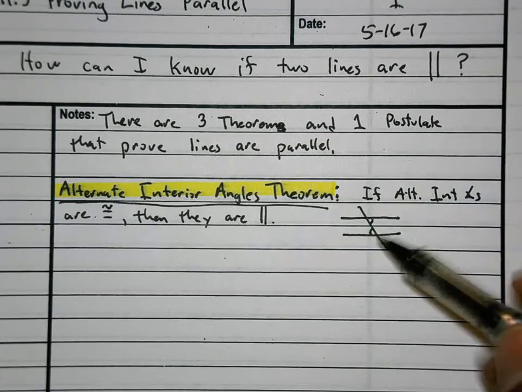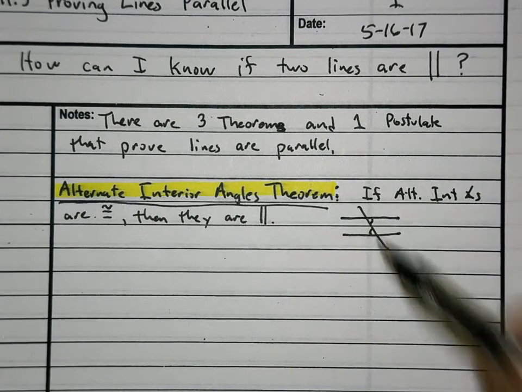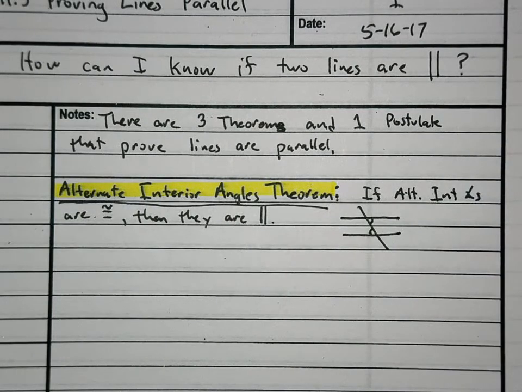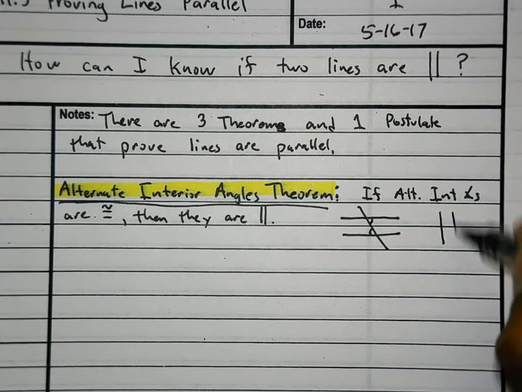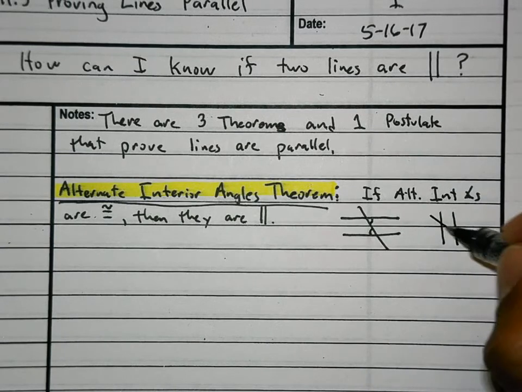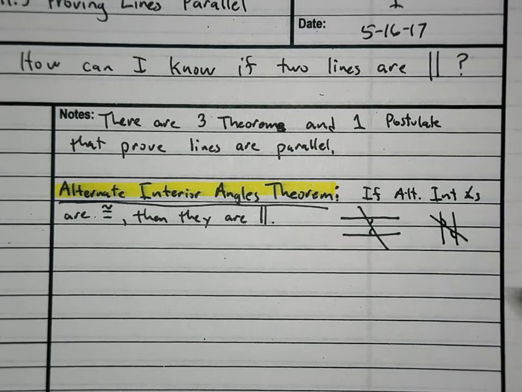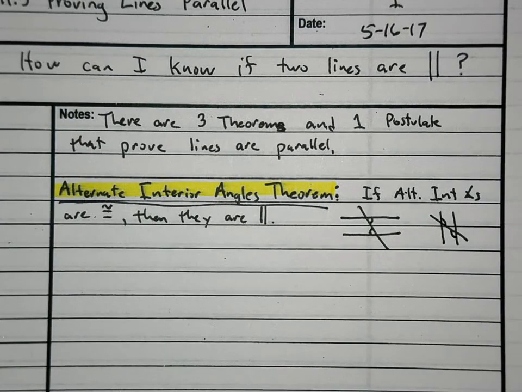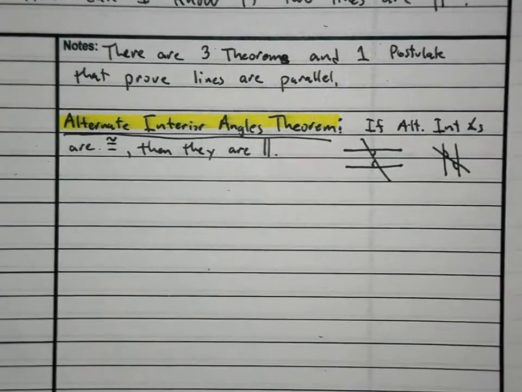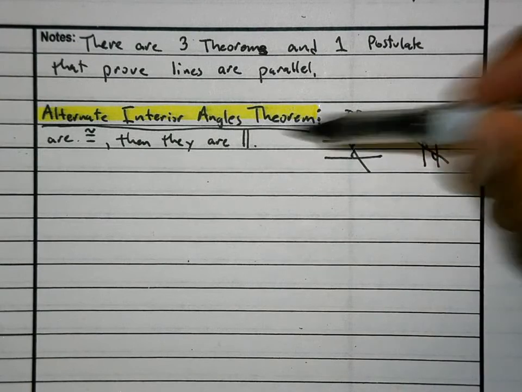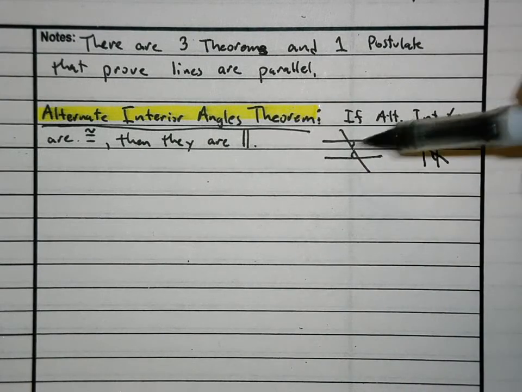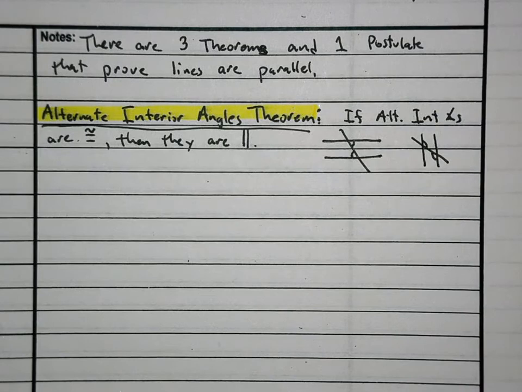So this is what it says. If these 2 alternate interior angles are the same, then the 2 lines are parallel. There's one other way that it could be. It's not just this way. It could also be like this, where the big angles are the same. If the big angles are the same, then the 2 lines are parallel. Those are the alternate interior angles. What we discussed way back in section 1 was that alternate means on alternate sides of the transversal. Interior means in between the 2 lines.